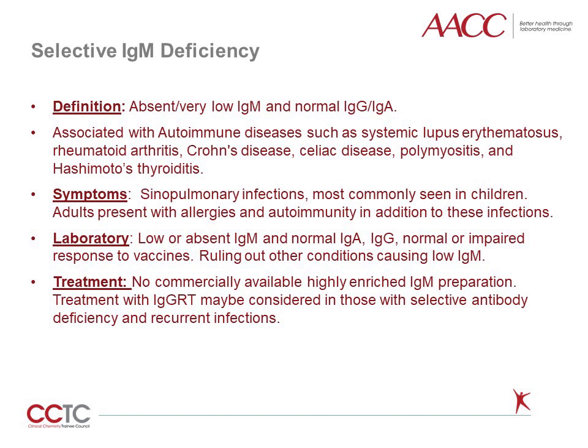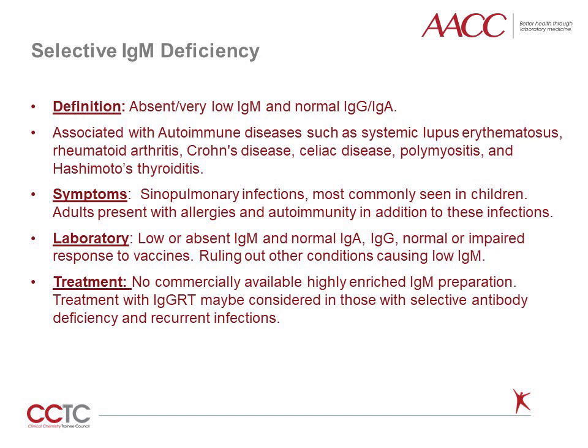Its etiology is unclear and may be caused by B cell defects or disorders in T cell help and possibly chromosomal defects. It's associated with autoimmune disease such as systemic lupus erythematosus, rheumatoid arthritis, Crohn's disease, celiac disease, polymyositis, and Hashimoto's thyroiditis. Clinical features sometimes include sinopulmonary infections such as otitis media, chronic sinusitis, bronchitis, and other infections. The infectious manifestations are most commonly seen in children, while adults present with associated allergic and autoimmune disorders in addition to those infections. Allergic diseases include rhinitis and sinusitis.